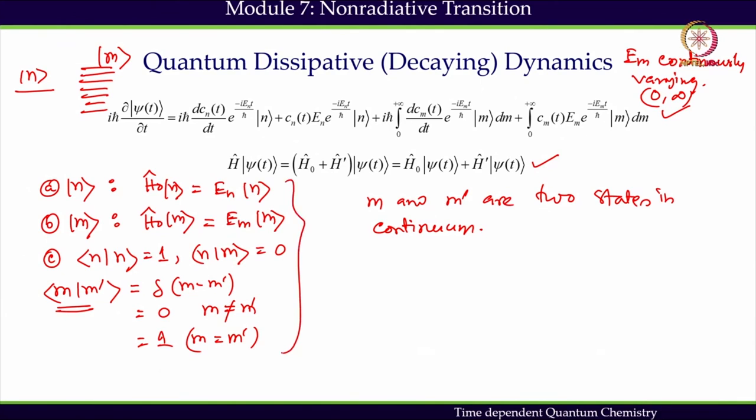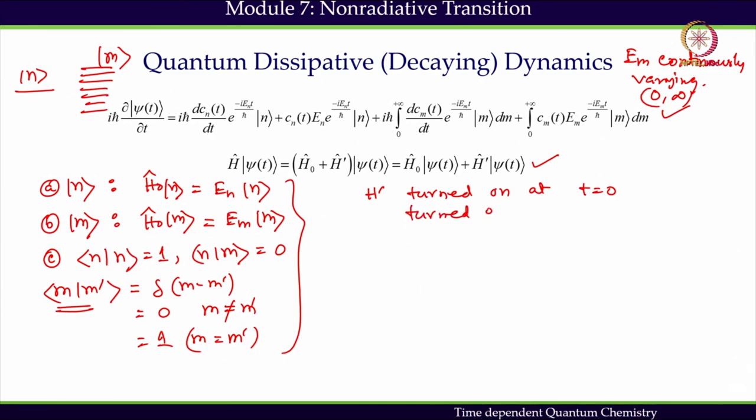In addition to this, we will assume a few more conditions which will help us reduce the equation very easily. We said that the interaction Hamiltonian H dash is actually responsible for the interaction. So, this H dash is turned on at t equals 0 time and it is turned off at t equals t1 time. This is something which we again assume, just like what we did when we used perturbation theory to formulate Fermi's golden rule for this non-radiative transition.